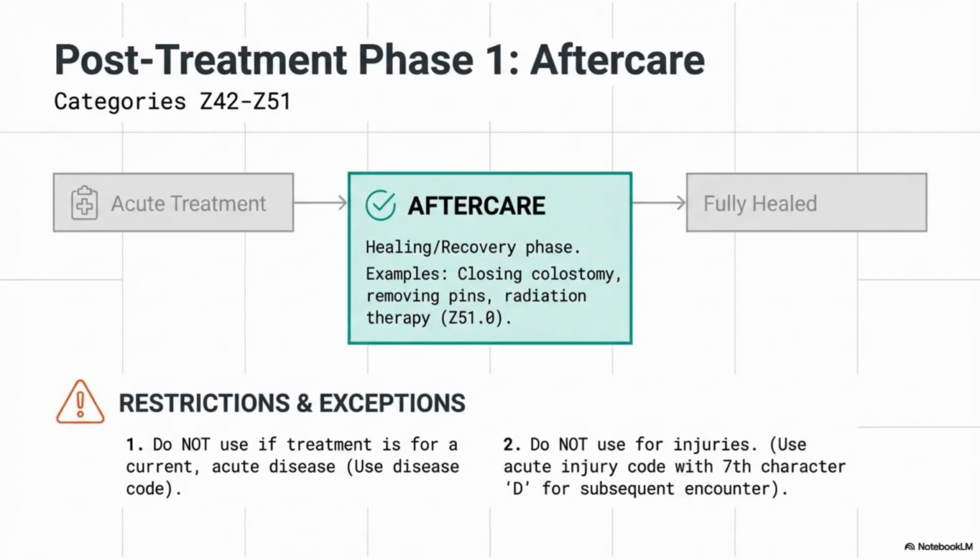Aftercare codes, Z42, Z51, are used during the healing or recovery phase. The slide gives examples like closing a colostomy or removing pins. It also warns, do not use if treatment is for a current, acute disease. Do not use for injuries. Injuries use the seventh character, D, instead.